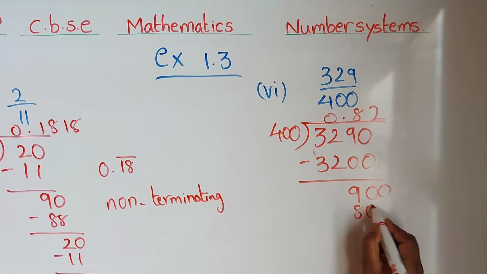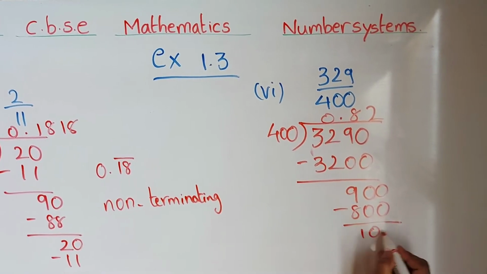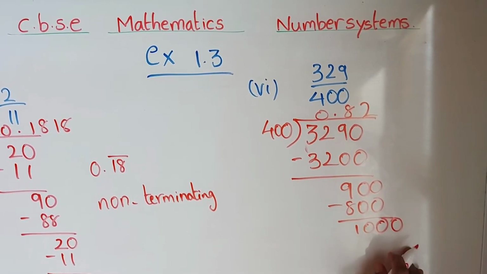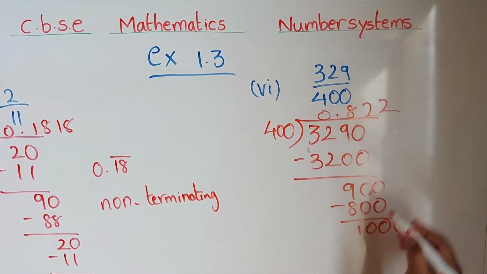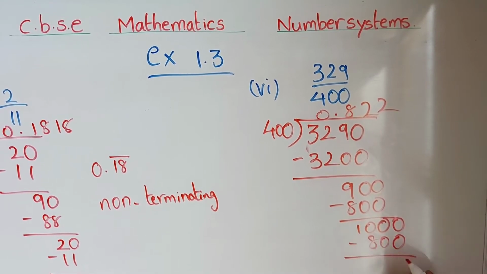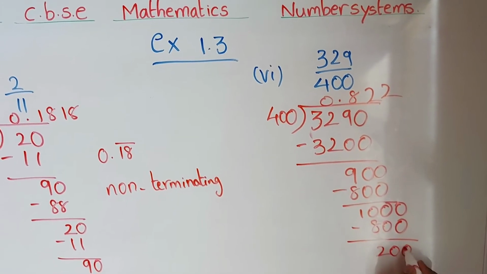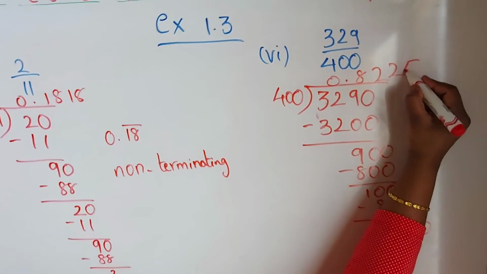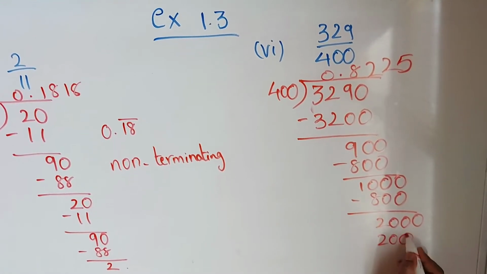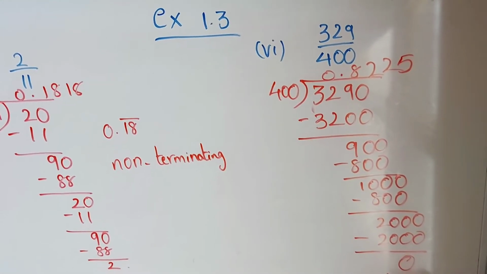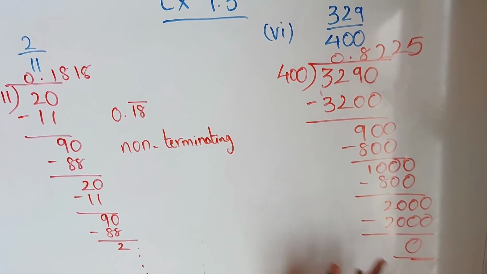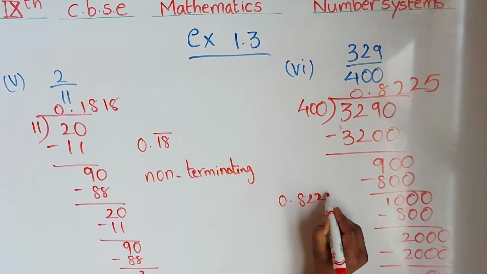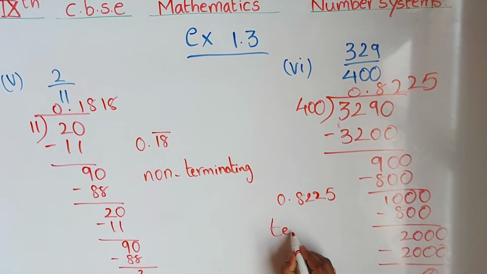400 2s are 800. Now the remainder is 100. So point is there. I can write 0. Now it is 1000. 400 2s are again 800. 1000 minus 800 is 200. Point is there. I can write 0. 400 5s are 2000. Now the remainder is 0, children. See, after 1, 2, 3 steps I got the remainder 0. 0.8225. It is terminating.